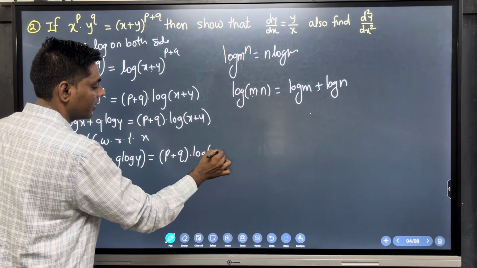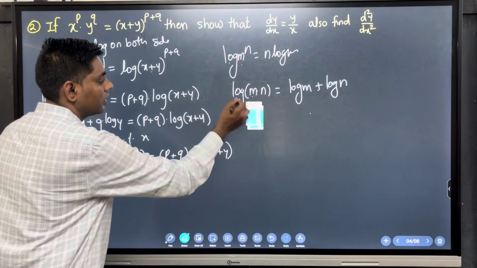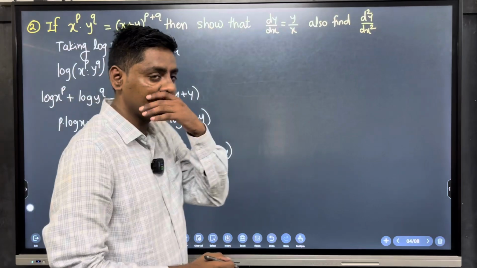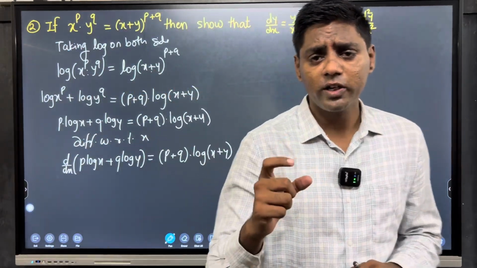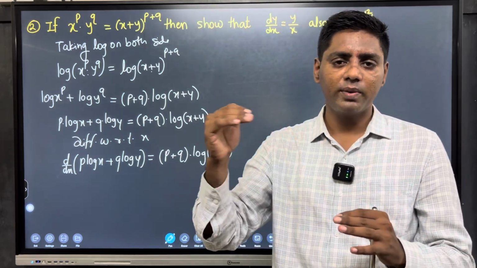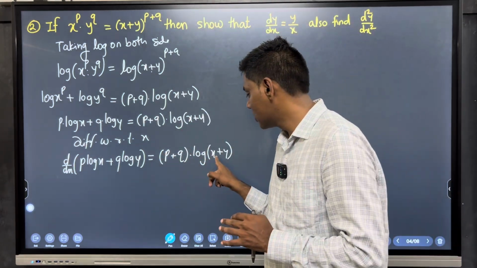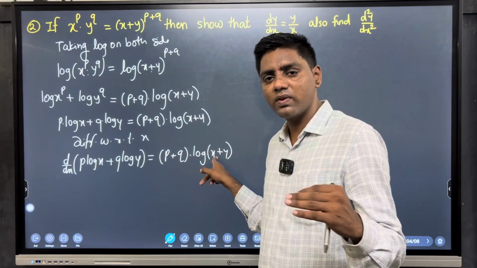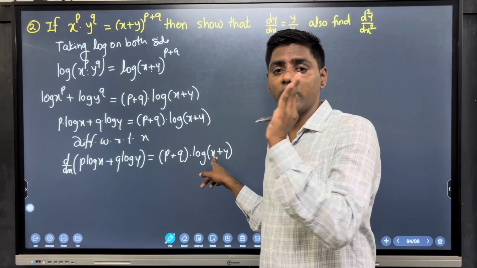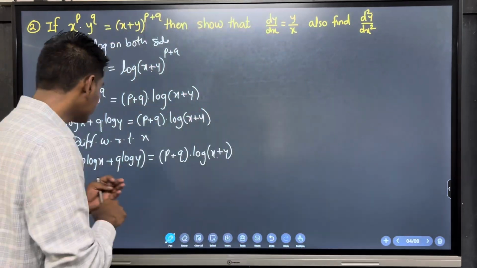So after applying d/dx, just remember the formula of logarithm and the formula of derivative. So what is the derivative of log x? That is 1 upon x. What is the derivative of log of y? 1 upon y into dy by dx. And what is the derivative of log of x plus y? 1 upon x plus y. And again take the derivative of x plus y, that is 1 plus dy by dx. So this is a very simple question.